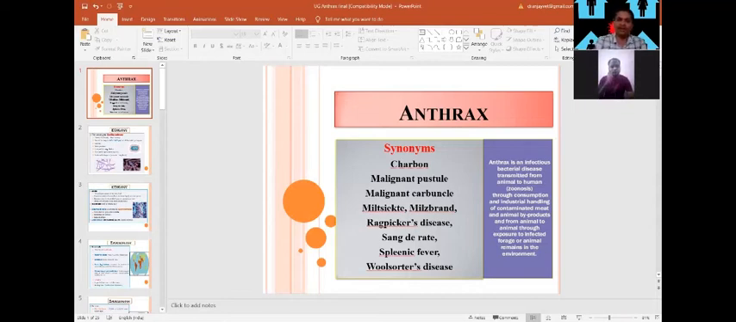Malignant carbuncle, Milzbrand, Rag Pickers disease, Sang de rate, splenic fever, wool sorters disease. As this is an infectious disease that is transmitted mostly from animals to man, it is considered a zoonotic disease, or you can say an anthropozoonotic disease.